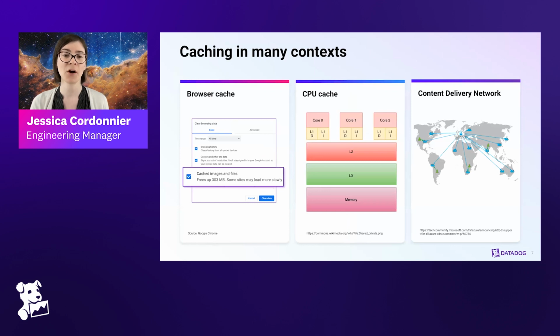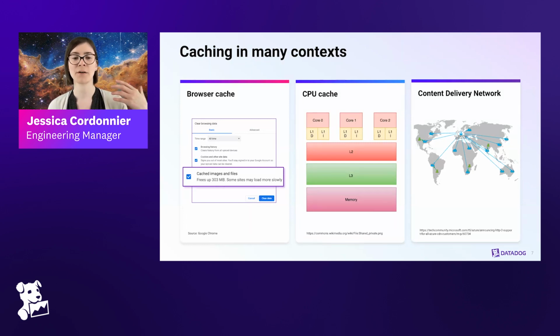Some examples of caching you've seen or encountered is, for example, your browser cache. Every modern browser today will store a copy of websites you visit on your computer so that the next time you visit that website, they can load the page much, much faster. That's an example of software caching.